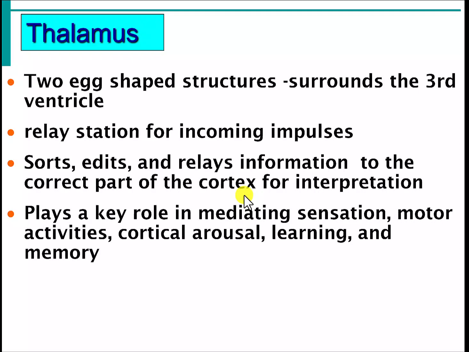All right, let's start with the thalamus, which is a part of the diencephalon. The thalamus consists of 2 egg-shaped structures, and they actually surround the third ventricle containing cerebral spinal fluid. The thalamus is like a relay station for all incoming impulses. So what we really mean is for all sensory input. Remember that incoming action potentials are actually coming from sensory neurons. What the thalamus does is it takes the information coming in, it sorts it, edits it for errors, and then relays it to the correct part of the cortex for interpretation.